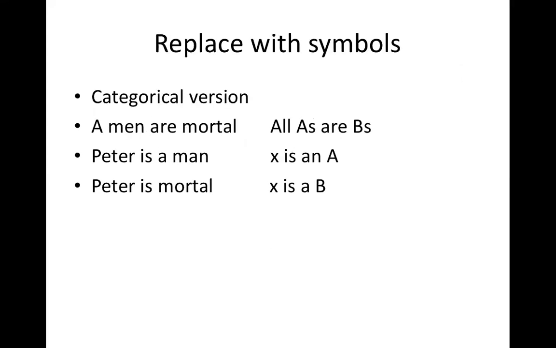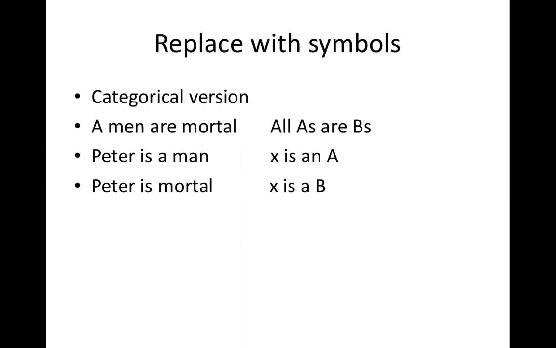Now let's replace the argument with symbols. Look at the categorical version. All men are mortal. Peter is a man. Peter is mortal. Now replace men with A, and mortal with B. Then there are only 3 terms: men, mortal, and Peter. Men will be A's, mortal will be B's, and Peter will be X.